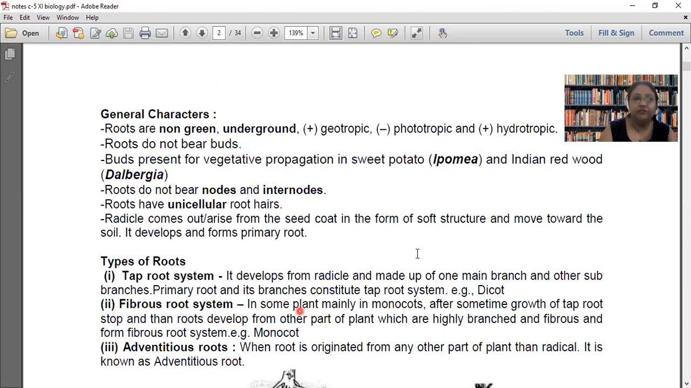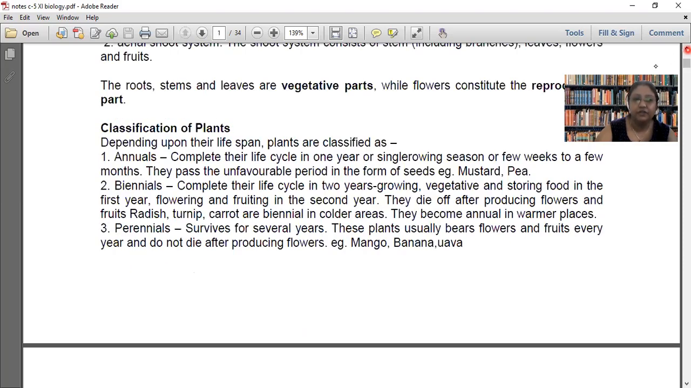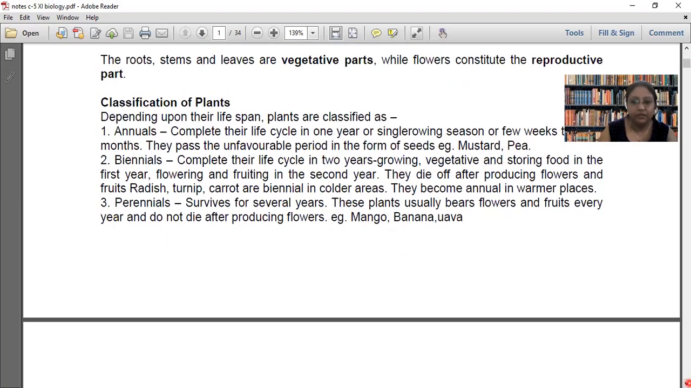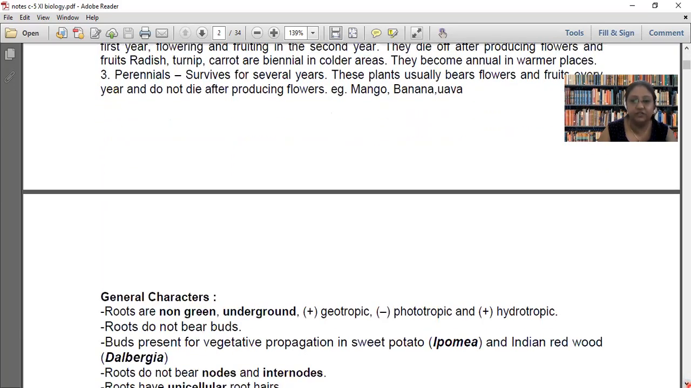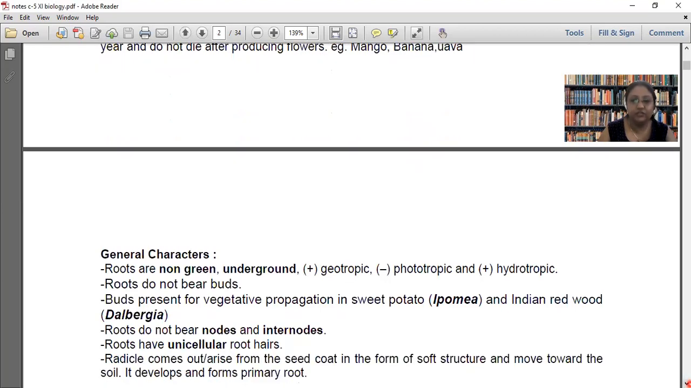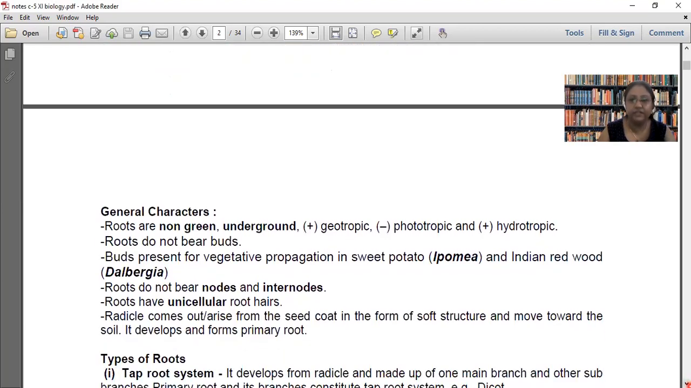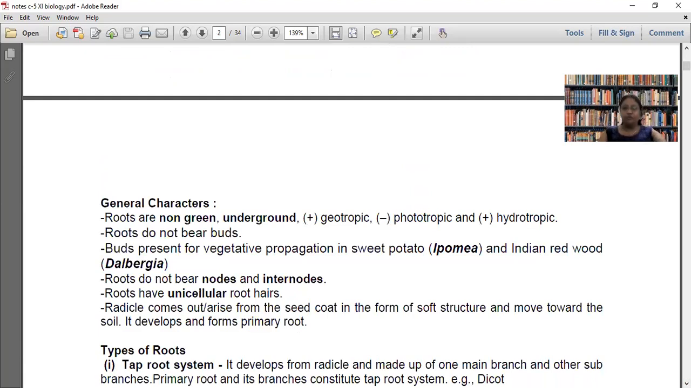Now, we will start our discussion with the roots. So we will look into the characteristics and other things of root. Generally roots are always non-green because they don't have to go for photosynthesis. They are generally colorless and they are underground. That means they show positive geotropic movement and negative phototropic movement. And they are positive hydrotropic also.